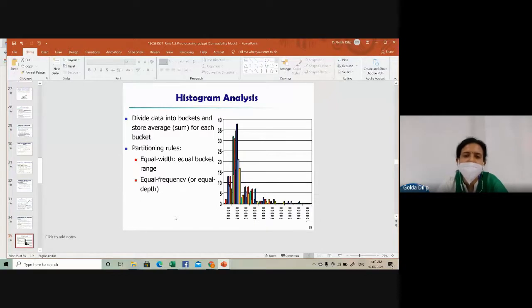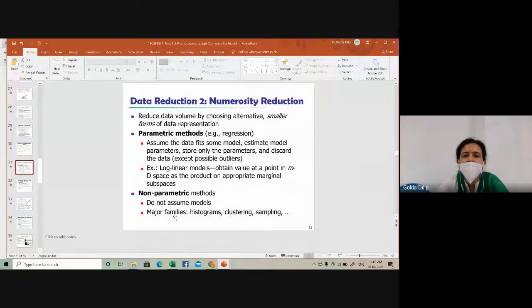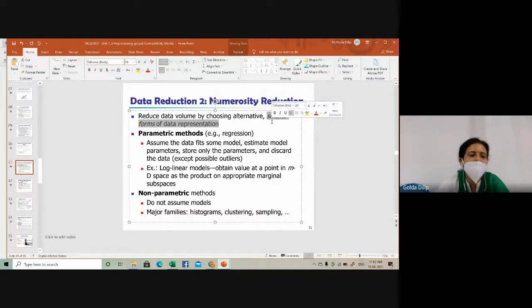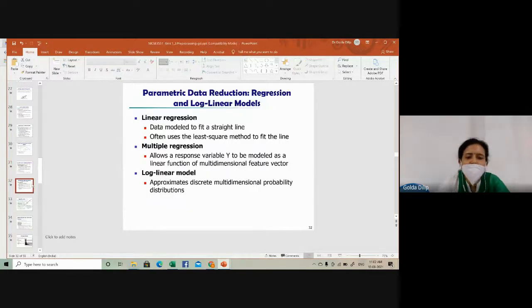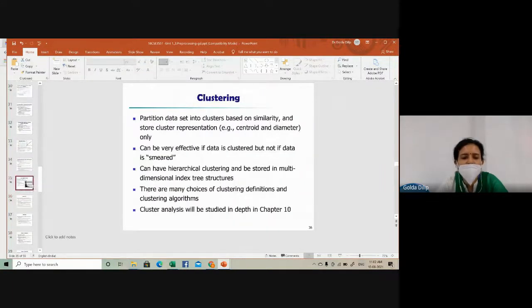That's what numerosity analysis is all about. Numerosity analysis tells about choosing alternative, smaller forms of data representation. Okay, so here we are talking about numerosity analysis using the histogram, in the form of buckets.